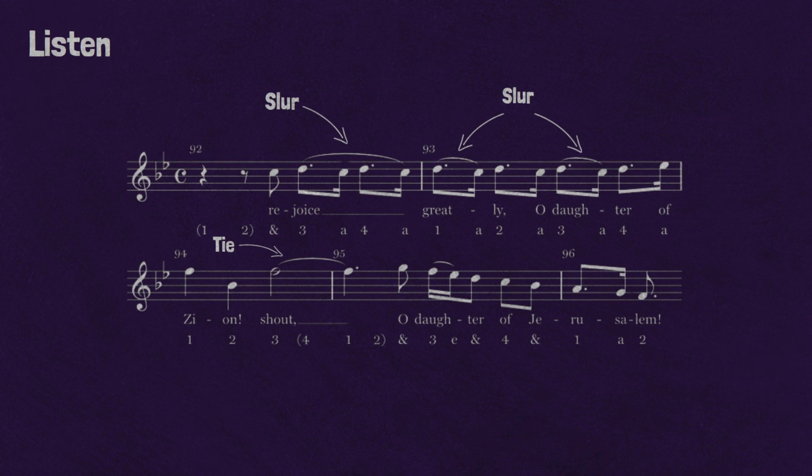Counts for the beat spanned by a tie are written in parentheses, and if an accidental is applied to the first note of a tie, it continues through the tie's duration.